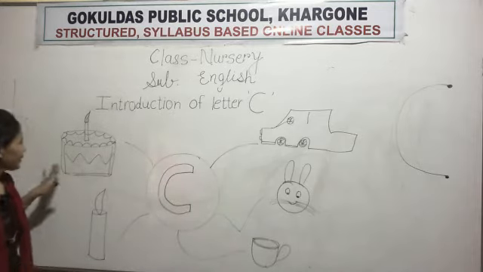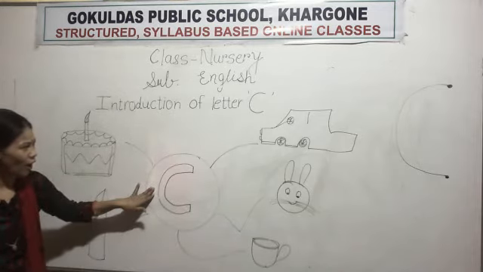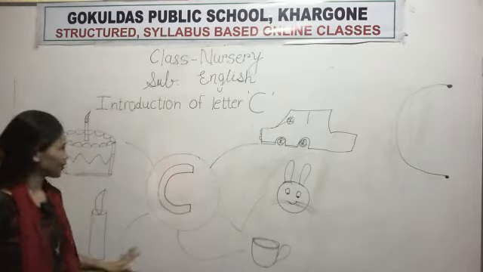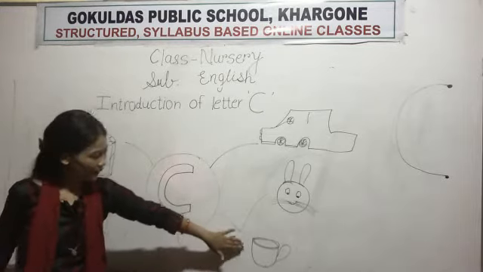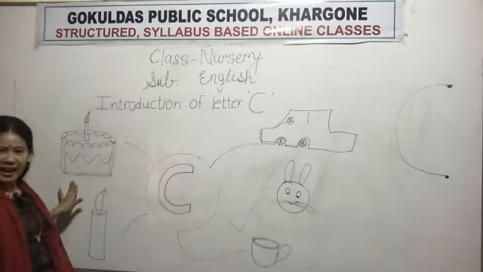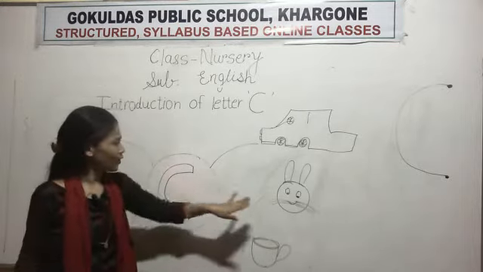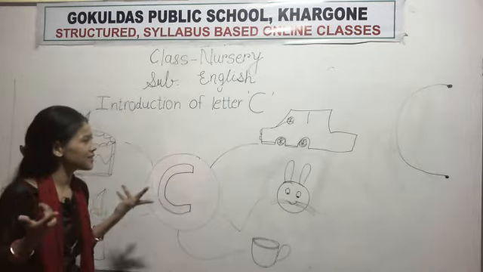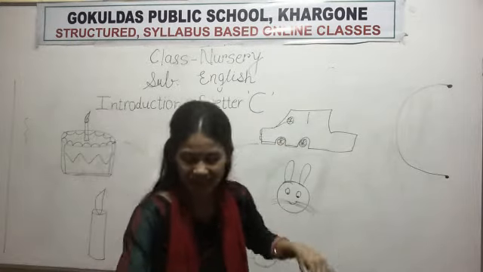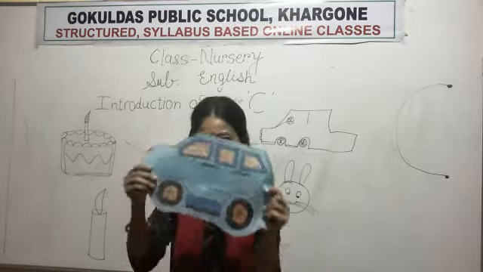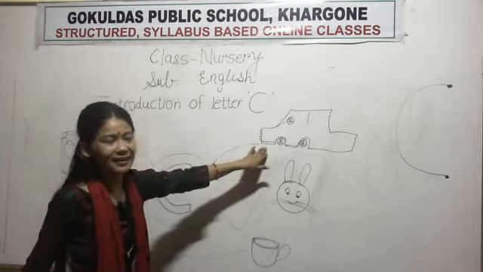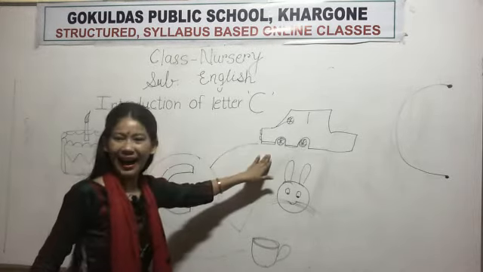C for cake. Now C for car. Where is the car? Show me the picture now. Is this car? No. Is this car? No. Then where is the car? C for car. See, this one is car. Okay. C for car.